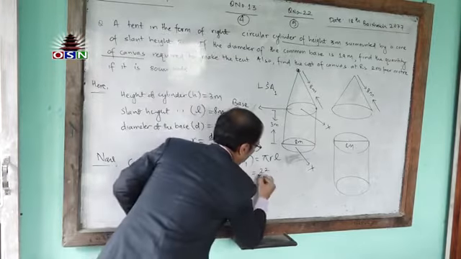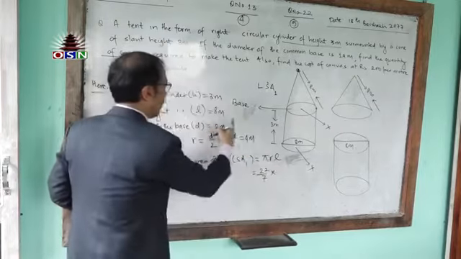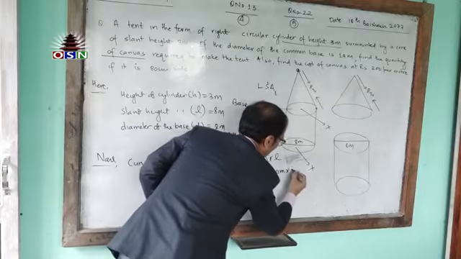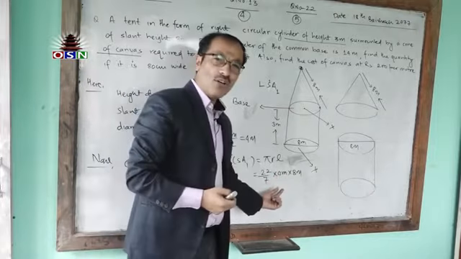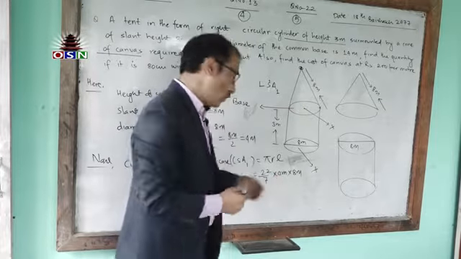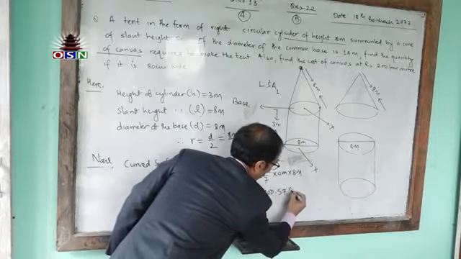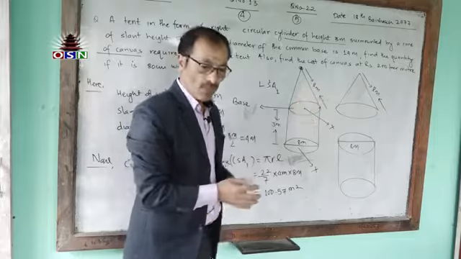So this is 22/7 into R. Here we have got the radius, 4 meter, and slant height, that is 8 meter. Yes, you can use a calculator to calculate. So you will get here 100.57 meters square. This is the curved surface area of the cone separately.